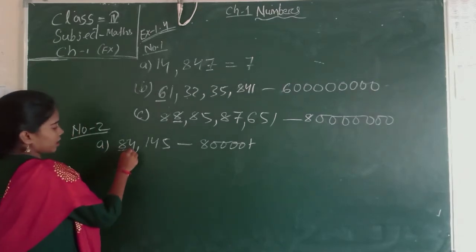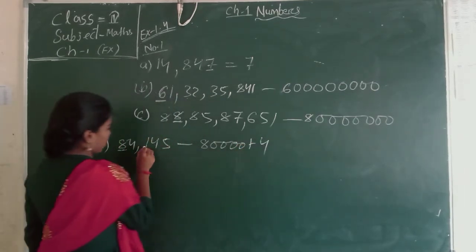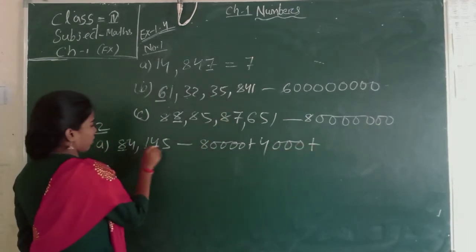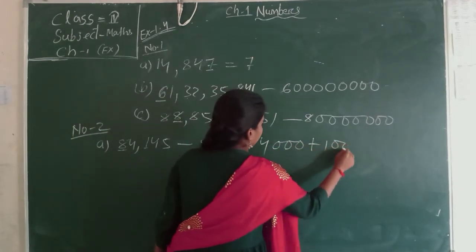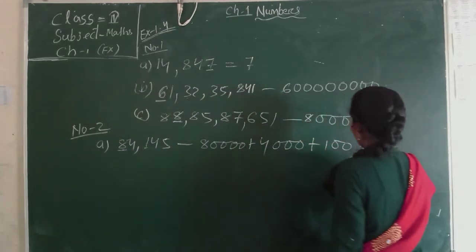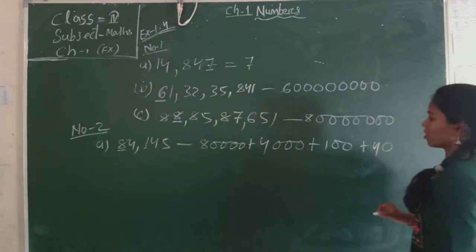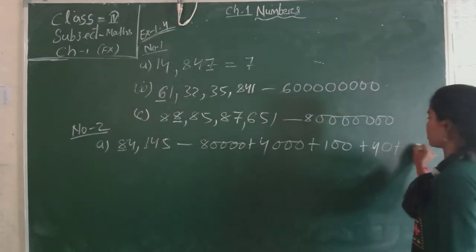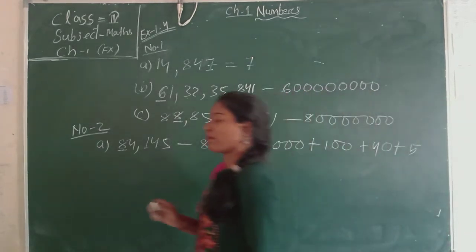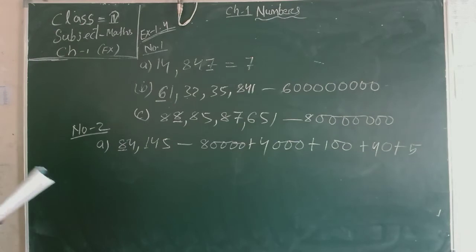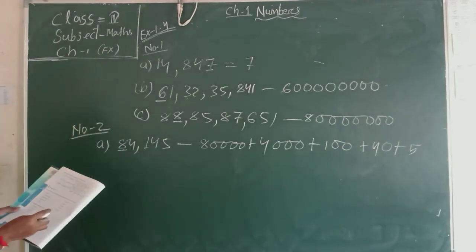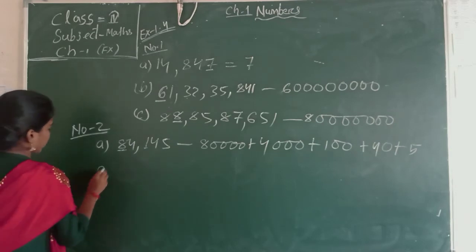Next plus 4, with 1, 2, 3 digits after it, so write 3 zeros. Next 1, then 2 zeros because there are 2 digits. Next 4. After that there is 1 digit, so write 1 zero. Next is 5. After 5 there is no digit, so you have to write only 5. Okay. Next, do other numbers by yourself. These are very easy numbers. I am doing another number, that is D.